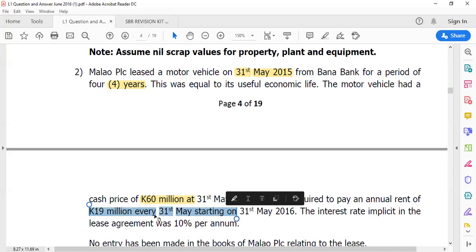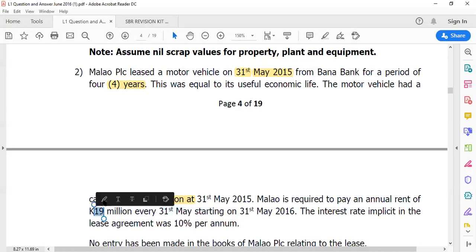Here's the point I want to make. It's supposed to pay 19 million. This 19 million is supposed to be paid when? Every 31st May. Starting when? Starting, a very important statement, starting on 31st May 2016. Now, when is he reporting? He's reporting when? In 2015.